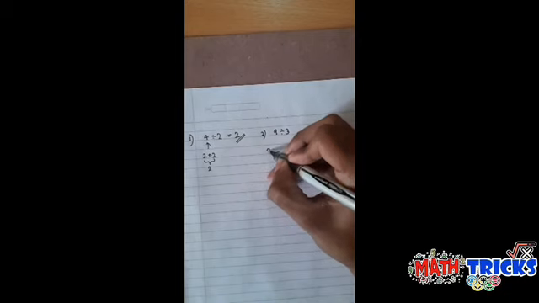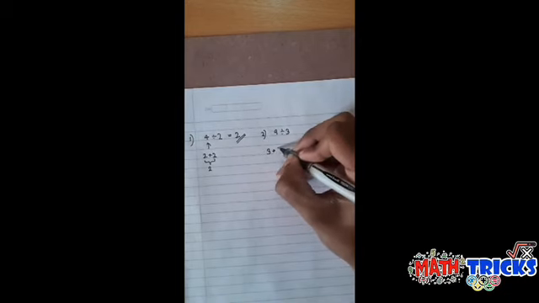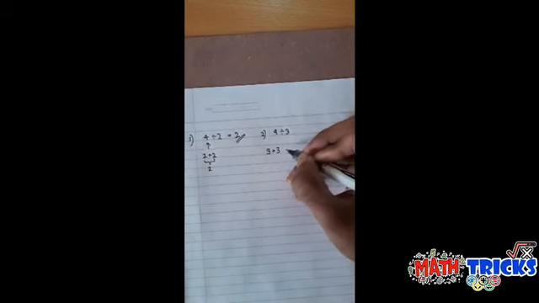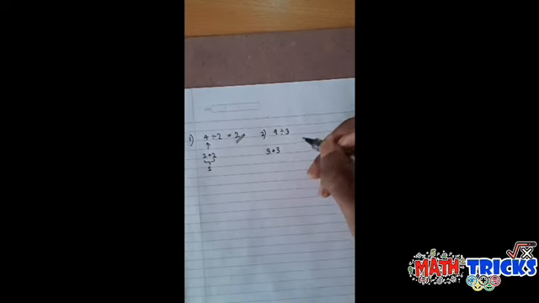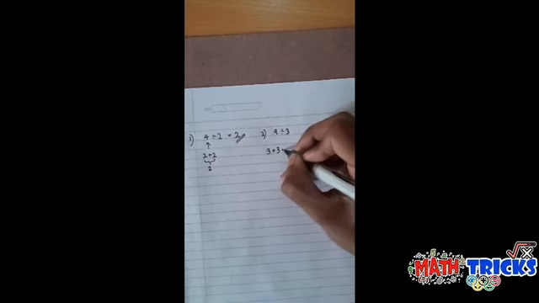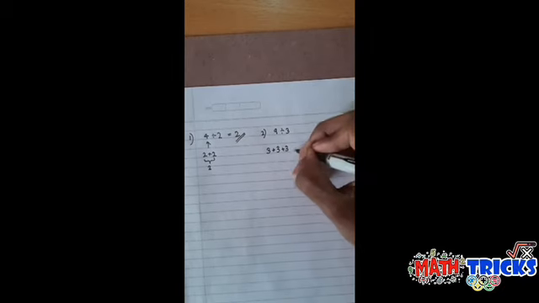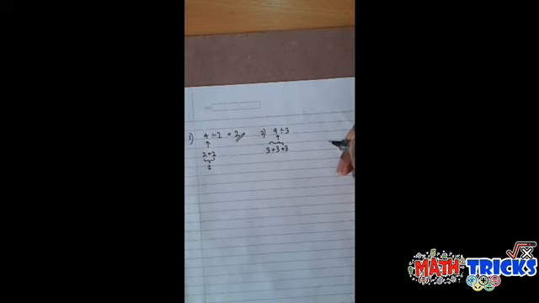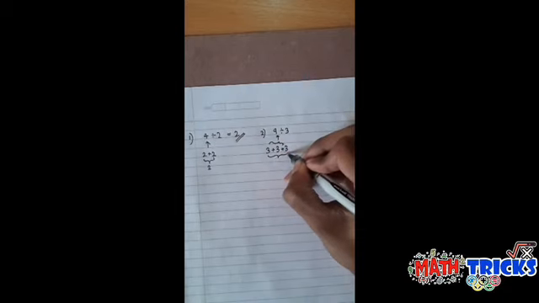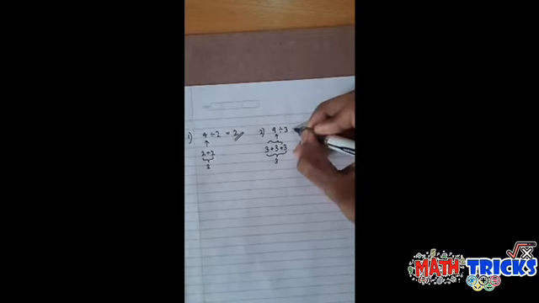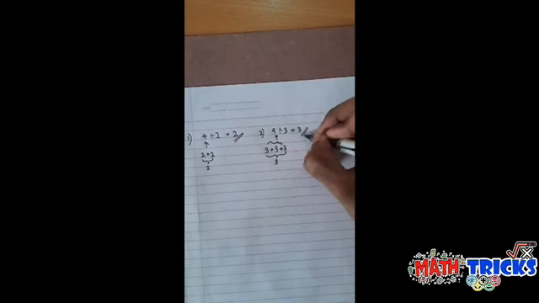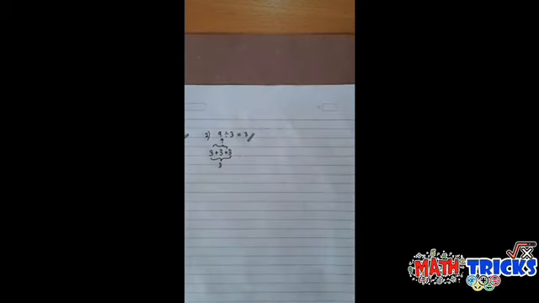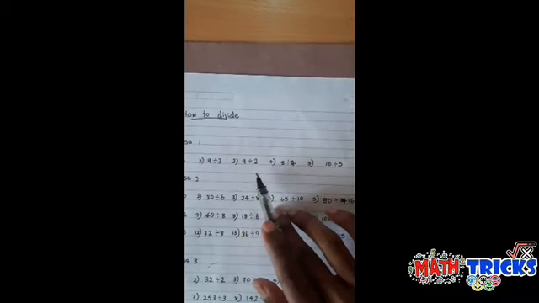So let's add 3 plus 3, which is 6. So 6 is less than 9. So let's add another 3. Then it's 9. So how many 3's are there in 9? It's 3. So the answer is 3 itself. Okay guys, now I think it's getting easier for you. So let's go to question 3.